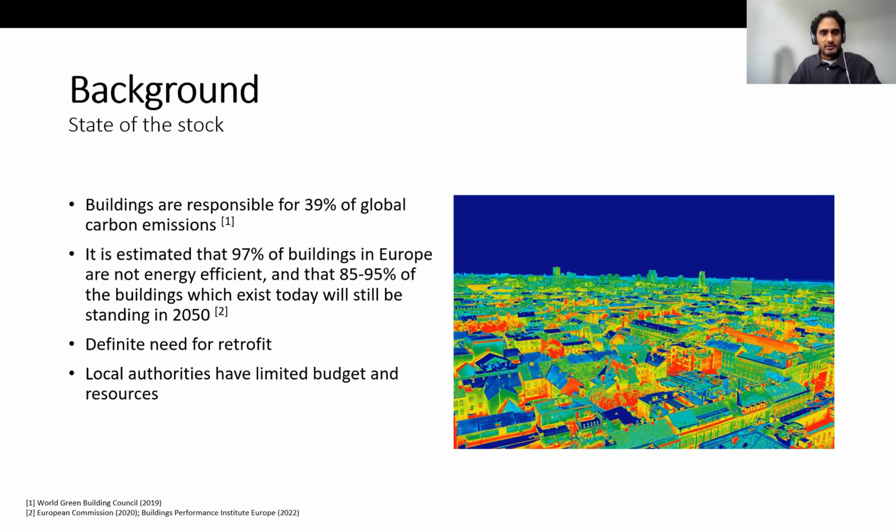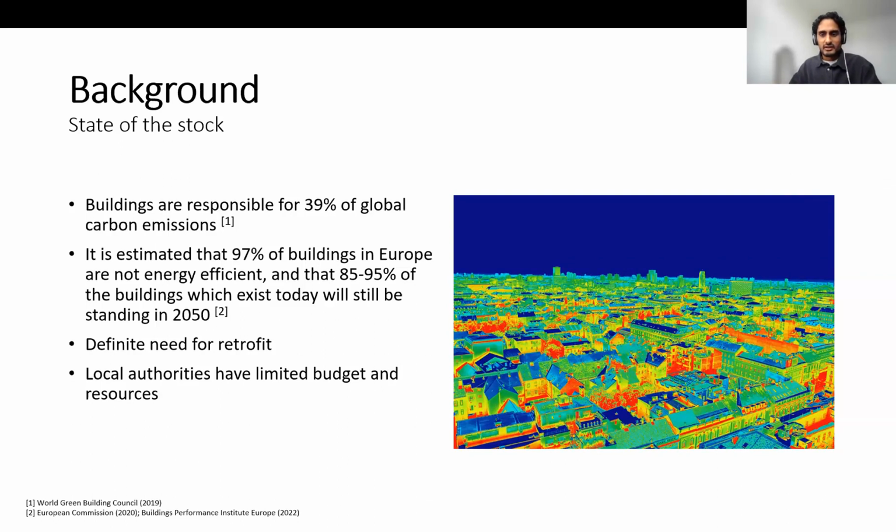Yeah, a bit of background on the state of the stock. So globally, buildings are responsible for roughly 40% of carbon emissions. And in Europe alone, it's estimated that 97% of buildings are not energy efficient. And most of these will still be standing and still be in use, in fact, in 2050.